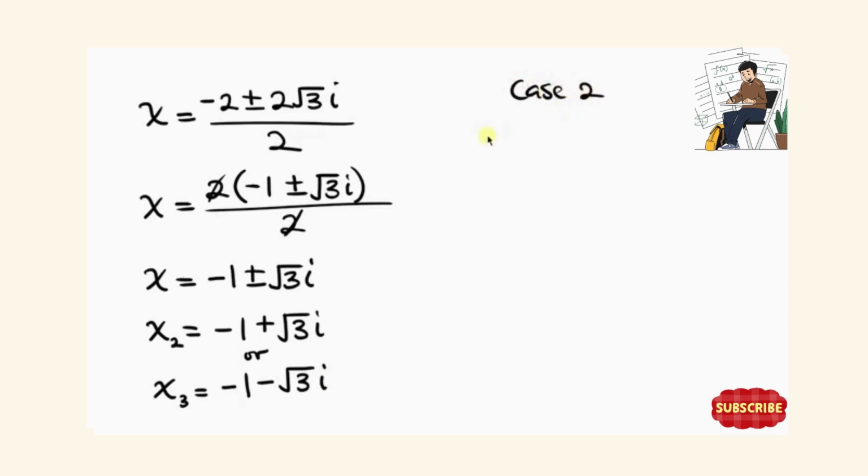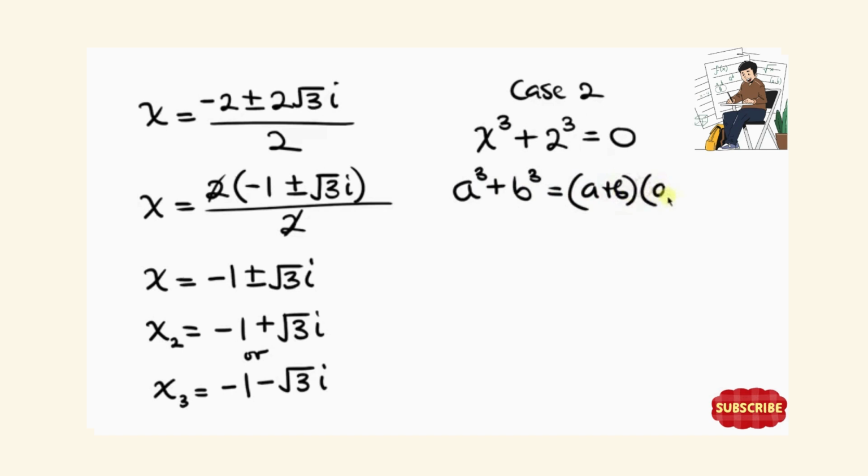So for case 2, remember that we have x cubed plus 2 cubed equal to 0. Now notice that we have the sum of 2 cubes. And the sum of 2 cubes has the property that a cube plus b cube is equal to a plus b times a squared.